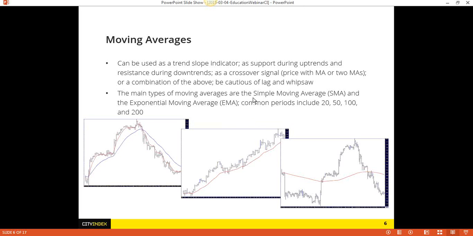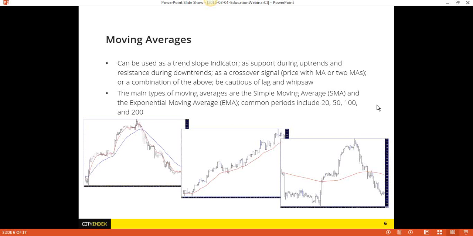Again, I'm using mainly the simple moving average, but you could also use what's called the exponential moving average, or EMA. They're all on your charts, so you could pick and choose whatever you want. There's a very small difference between the SMA and the EMA.